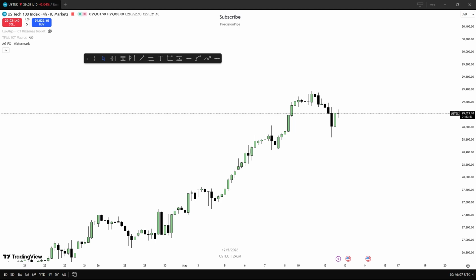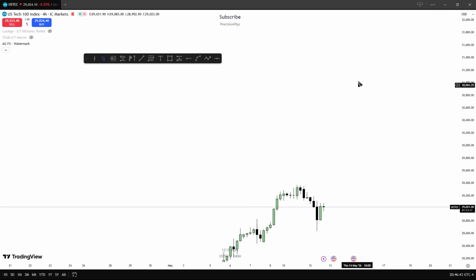First of all, the ICT Venom trading model is the latest trading strategy introduced by Michael ICT. This trading model is specifically designed for the US market indices, like the US Tech, US 100, US 30, and US 500. So there are basics or principles for this model to be valid. So let's get into it.